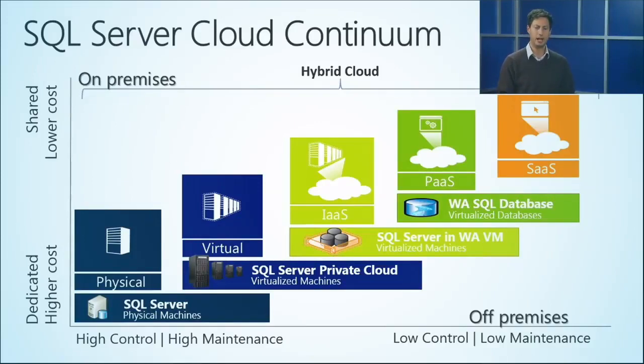Then after that, you move one more step into what we call platform as a service. And here the difference is that from the platform, instead of having access to a virtual machine, you have access to a database. So the level of abstraction changes from the virtual machine into a single database.